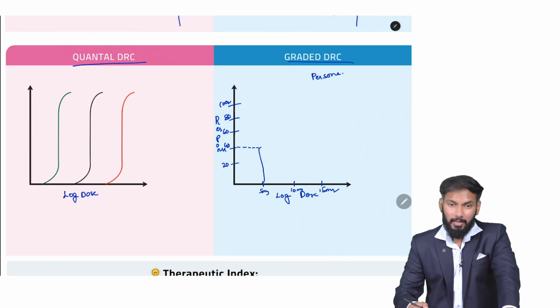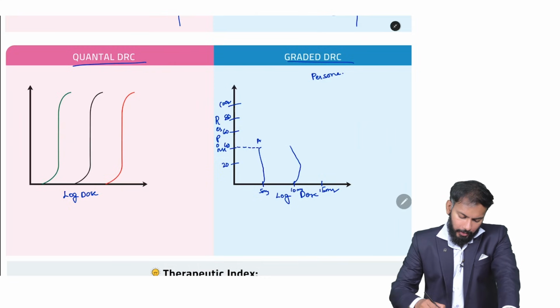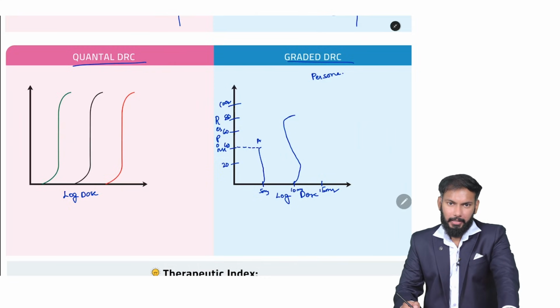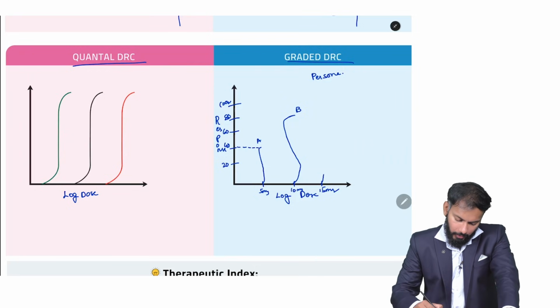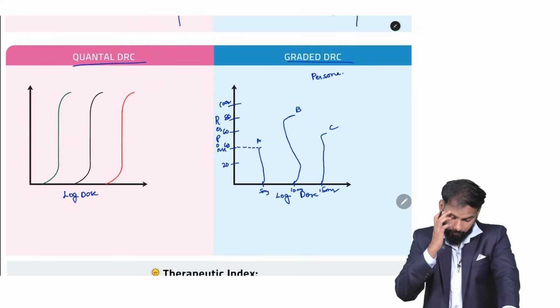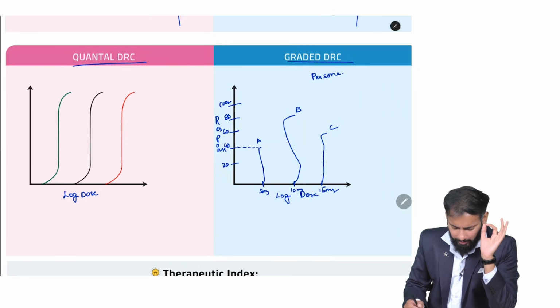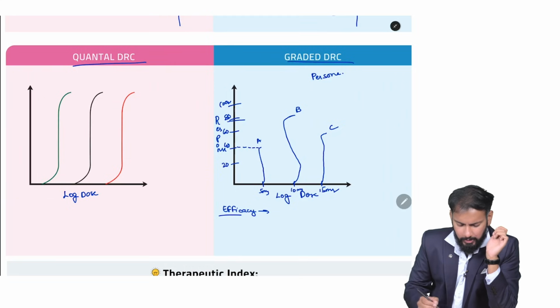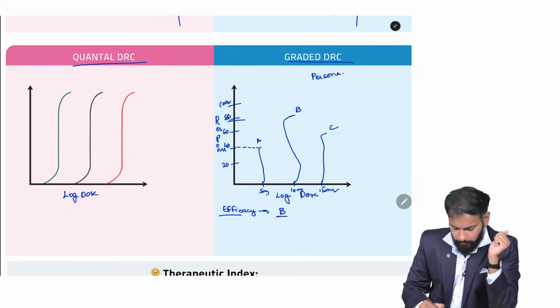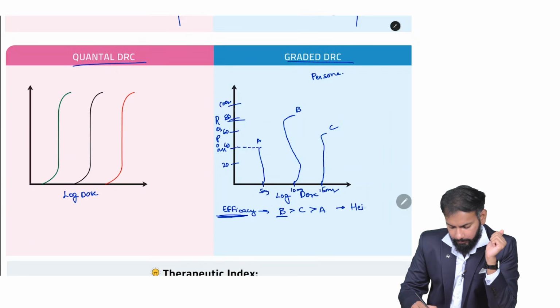Now I have given a drug B, 10 milligram, it is reducing up to 80. Now I have given a drug C, 15 milligram, it is reducing up to 60. Now you tell me, which drug is more effective? Very easy, no? Efficacy. Obviously the drug that is decreasing 80 millimeters, so it is B. Next C. Next A. So efficacy is directly dependent on height.